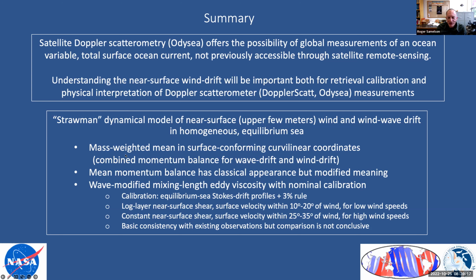Use the Stokes drift profiles plus the 3% rule to get a nominal calibration, and it shows a log layer near surface shear for low wind speeds with surface velocity within 10 to 20 degrees of the wind, and a more constant near surface shear for higher wind speeds with a surface velocity that's rotated a bit farther from the wind. And at this point, there's been a preliminary comparison with existing observations, but it's certainly not conclusive. So I'll stop there. Thanks very much.